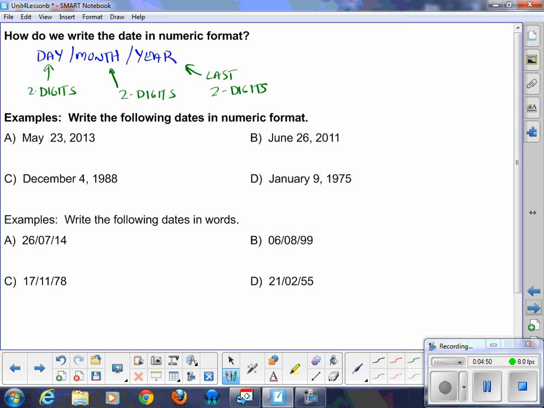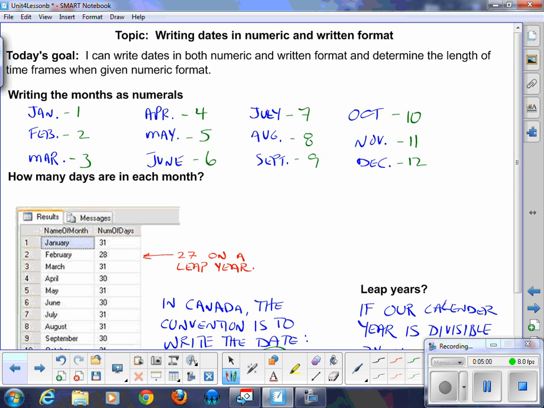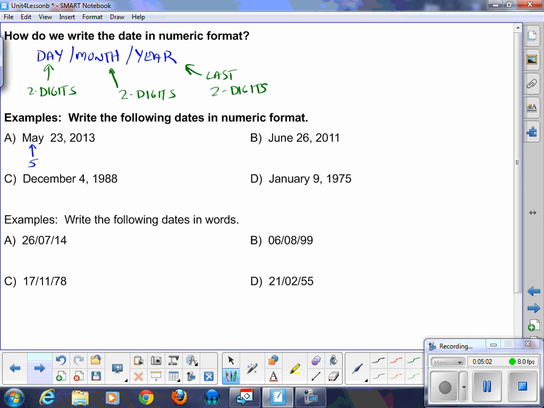So here we go. Examples. I want to write the following in numeric format. So in numeric format, we know that May, if I look back here, May fell into our 5th month. 23 is self-evident, and 13. So if I want to write this, I write it in the notation day, so 23, month, 05, because we need 2 digits, and 13. And a lot of this has to do with computers. When you're entering online, they say that there's 2 space holders for the date, so you need to put that 0 in. So there is the answer for the first one.